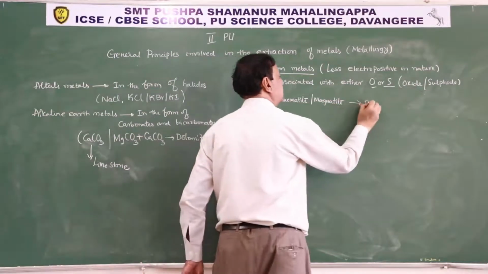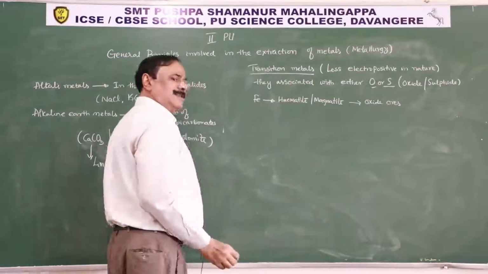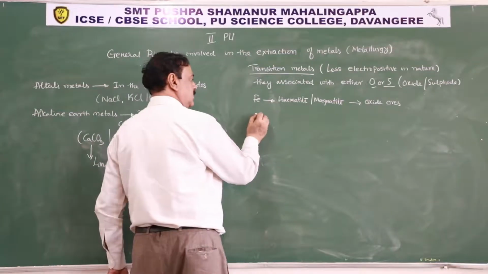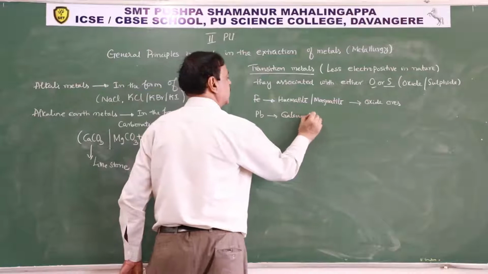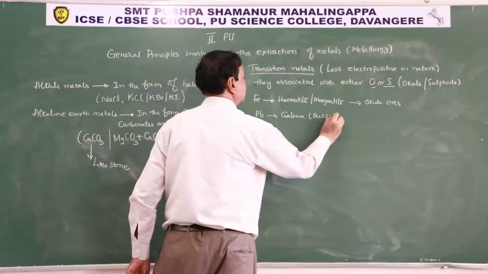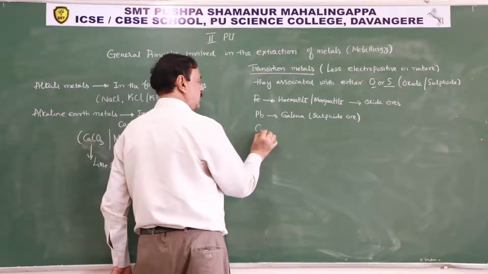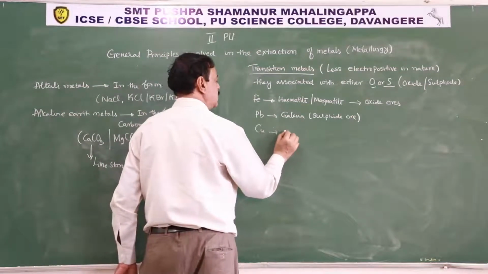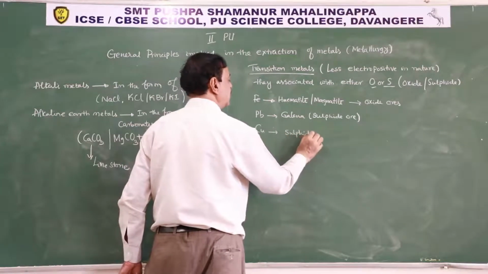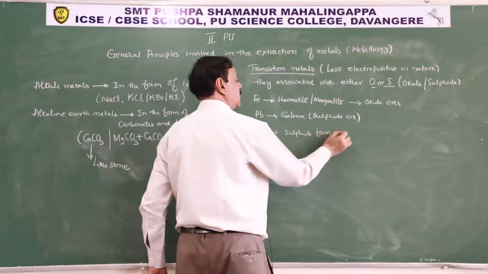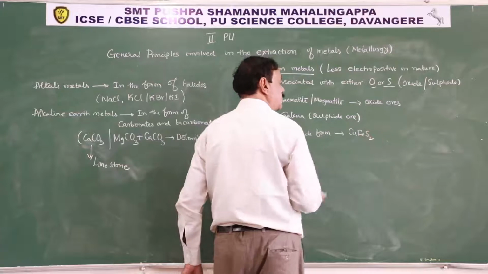These are called oxide ores. There is lead in the form of a sulfide ore, lead in the form of galena. This is a sulfide ore. There is copper in the form of chalcopyrite, sulfide form. That is CuFeS2, chalcopyrite.